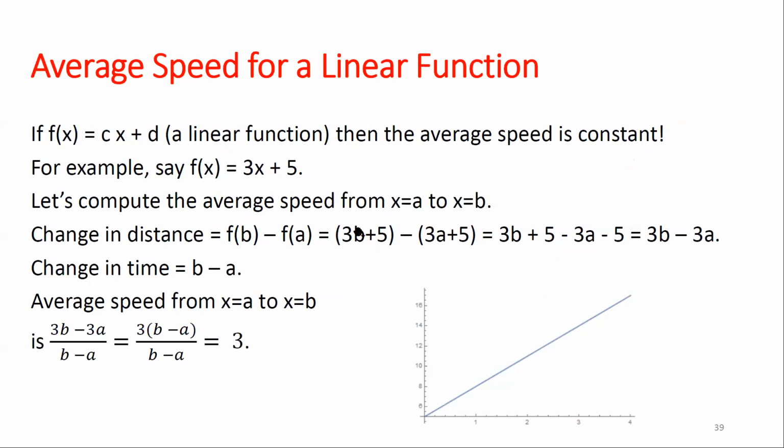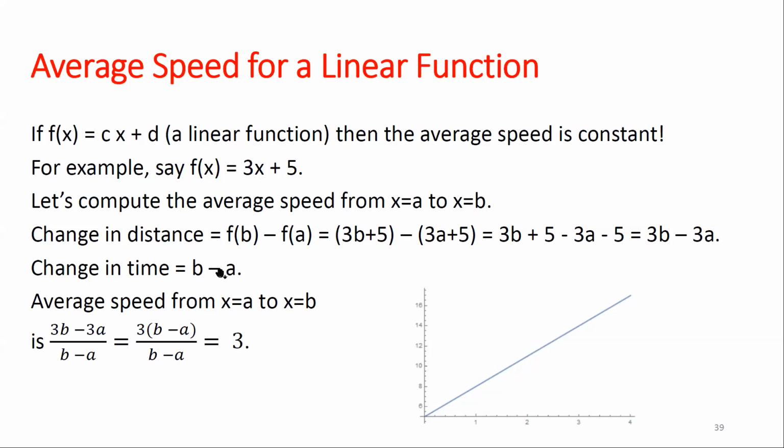So let's calculate the change in distance, f of b minus f of a. Well, what would f of b be? f of x is 3x plus 5. What would f of b equal? 3b plus 5. What would f of a be? 3a plus 5. And now when we want to group them, we have 3b plus 5 minus 3a minus 5. The 5 and the minus 5 cancel, and we have 3b minus 3a.